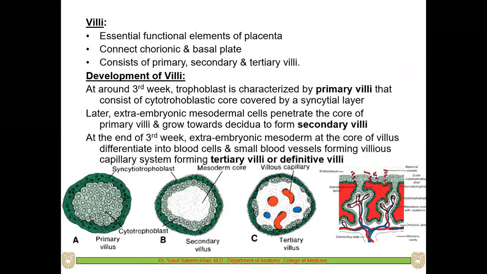Okay. Now coming to some of the types of villi. Just a minute, hold on.